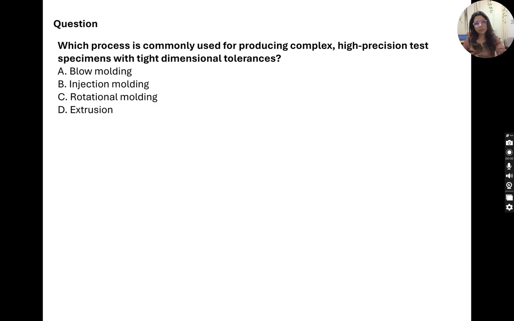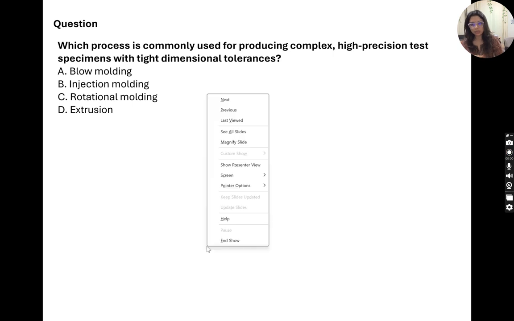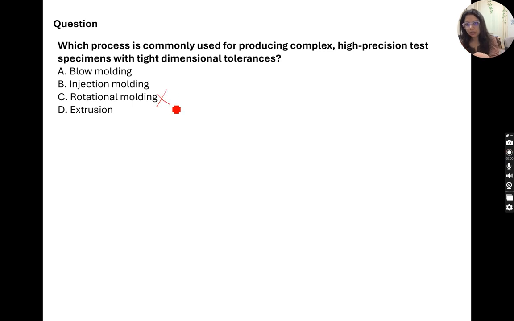So among these techniques, which one produces high precision test specimens with tight dimensional tolerances, or tight dimensional specifications? What technique can we use to form these kinds of specimens? We can say that rotational molding is out of the picture right now, because in the last slide we have seen that this technique cannot be used. But the rest of the techniques can be used for forming such specimens. But if we talk about precision, which technique is highly precise?